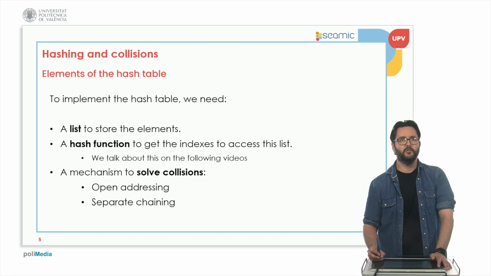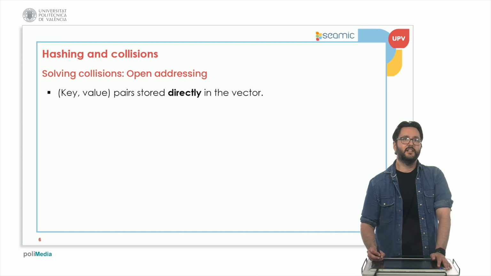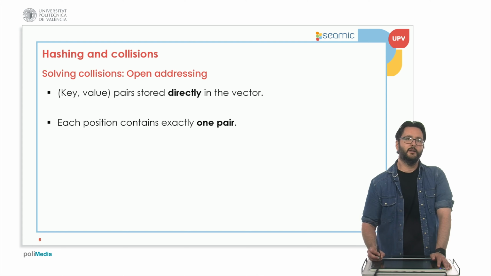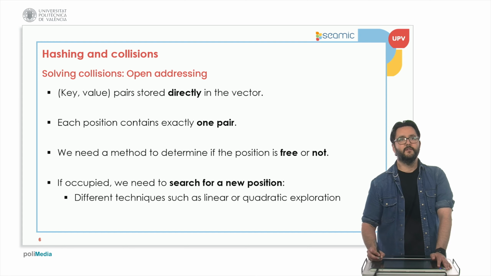Let's talk first about open addressing. In this case, we have the key-value pairs stored directly in the vector, so we have one pair on each position. We need a method then to determine if the position is free or not, and if it is occupied, we need a method to search for a new position. We can use different techniques, for example, exploring new positions in a linear or quadratic way.